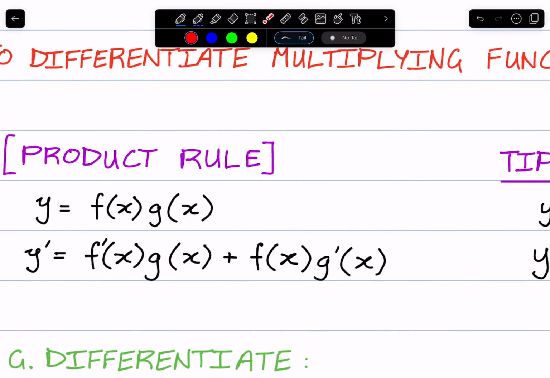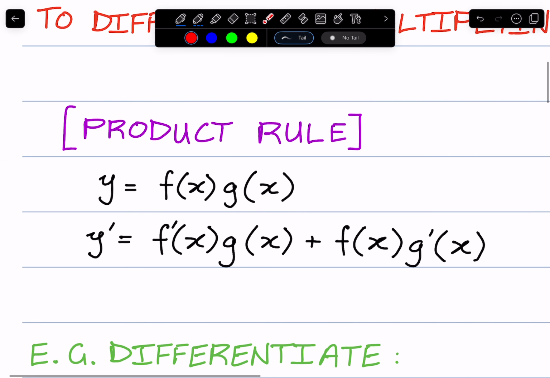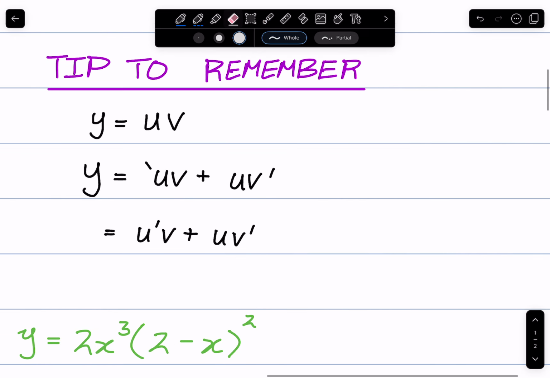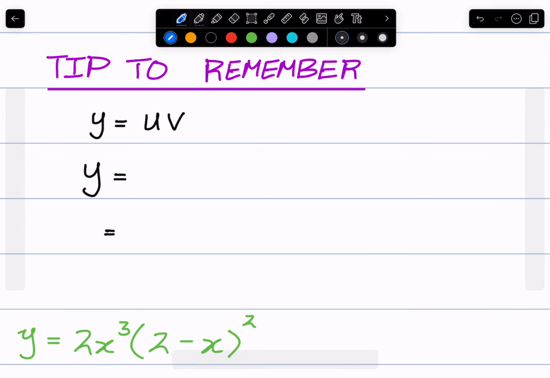So breaking this down, we get: if y equals the product of the functions f and g, its derivative y prime is equal to f prime, so the derivative of f, times g, plus the function g, so the original function, times the derivative of g.